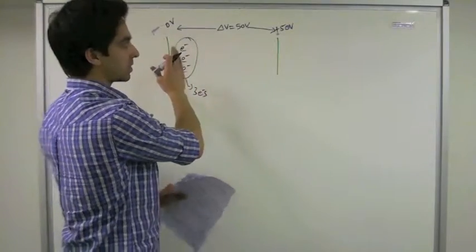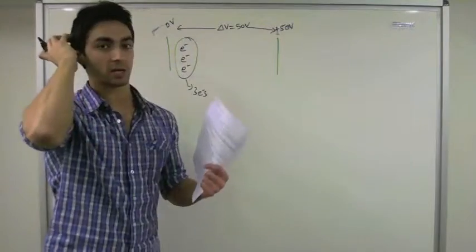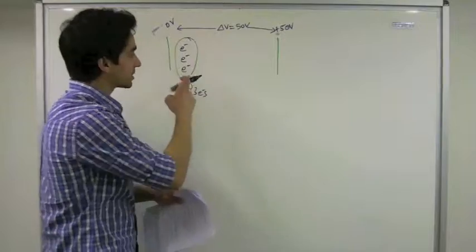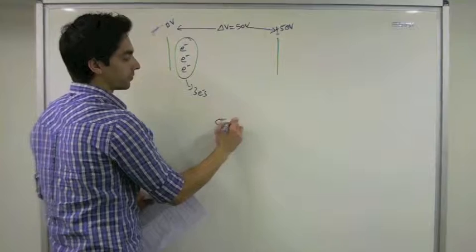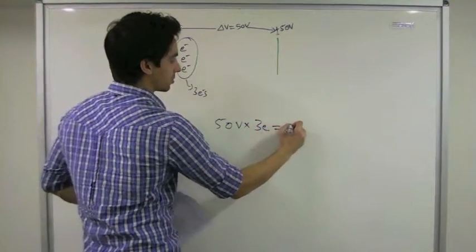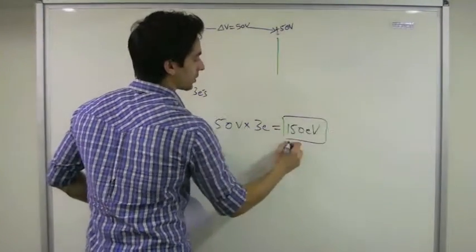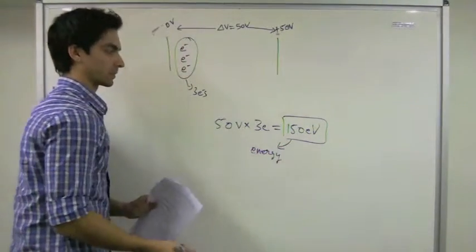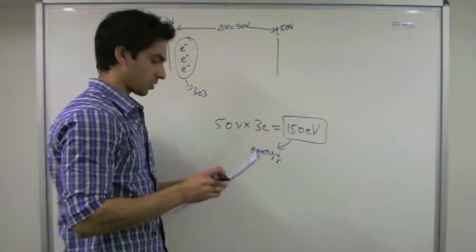So how much potential energy would be lost by them in getting accelerated from here to here? So how much potential energy is being converted to other forms of energy? Or what is the kinetic energy gained by these electrons in moving from here to here? That would be simply 50 volts multiplied with 3 electron charges, that's equal to 150 electron volts. Okay? This is a unit of energy. Cool? So that is the definition of an electron volt.